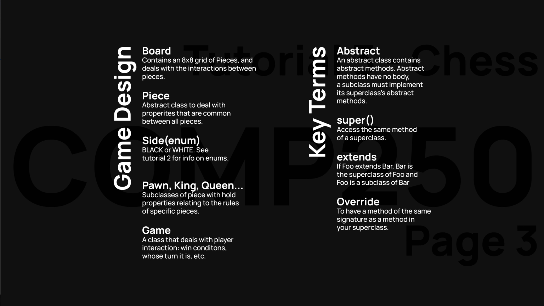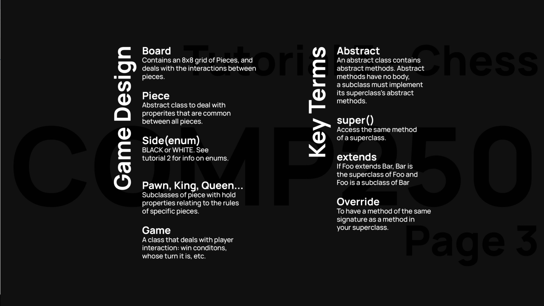Then we have the side, which we'll do as an enum. If you've seen tutorial 2, you'll be familiar with those. And then the pawn, the king, the queen, all those classes will all inherit from a piece. So the polymorphism is that you can use any of these as piece, and they can all take the form of piece. These are different forms of piece, and the inheritance is that these all inherit from piece.